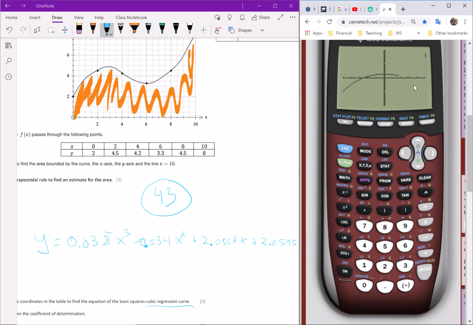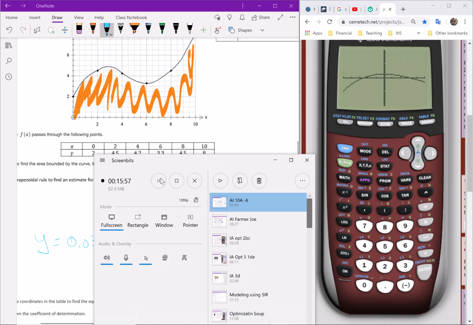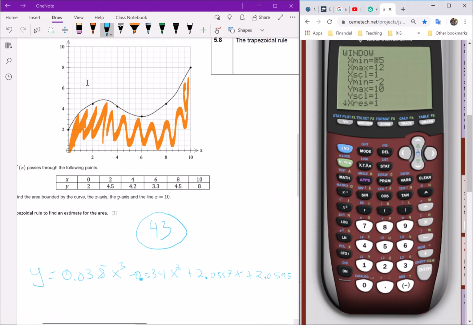The graph's going to look something like this. I probably need to edit the window here. Okay, we can just change the window to be the same as this grid in here. Press graph, and it looks like this, which is pretty much the same as this, right?